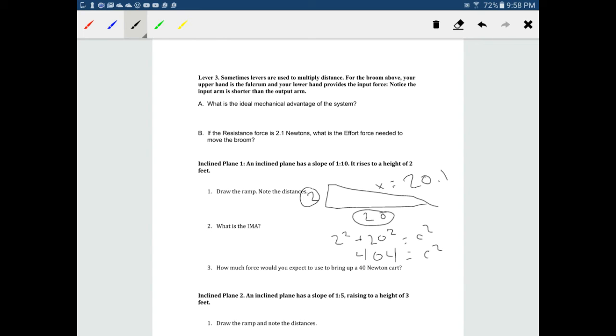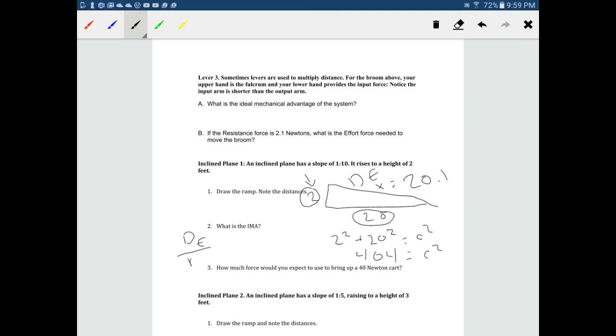Okay, so now it's very important to note that when we have an inclined plane, the DE is the distance of the longest side, right? It's this inclined plane distance right here. This is our DE, okay? This right here is our DR, okay? So the height is the DR, and the distance that it actually travels along the hypotenuse of the triangle there, that's our DE.